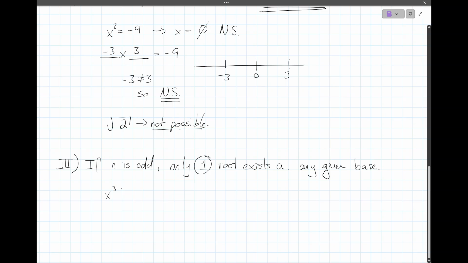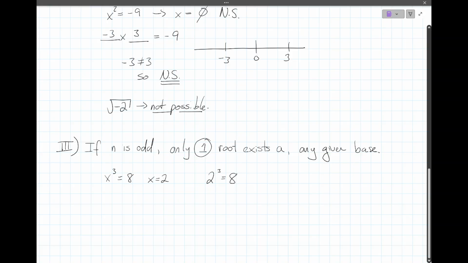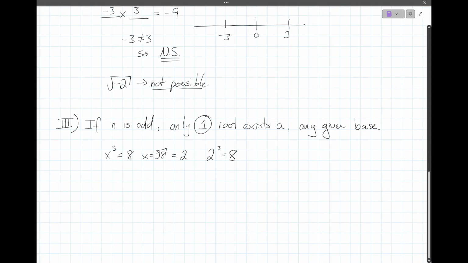So for example, cube root: if I had x cubed is equal to 8, well then x is equal to 2, right? That's the only thing that works because 2 cubed is 8. And from this I would get cube root x is equal to cube root 8, and so that means x is equal to 2.